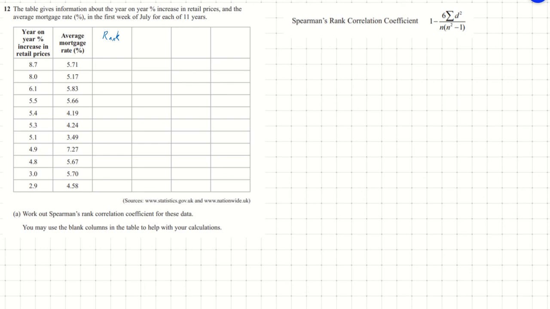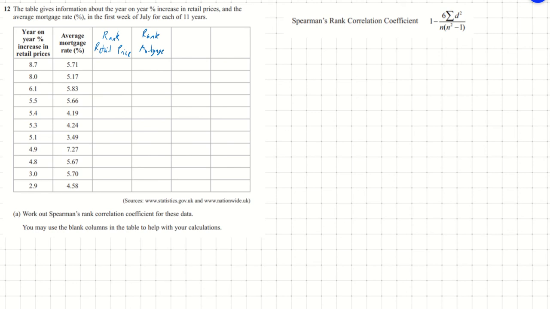So we'll have the rank of retail price, and we'll have the rank of mortgage. So we have to rank the first two columns from high to low. So the highest number we're going to give the rank 1, the lowest number we're going to give the rank, in this case 11, because there's 11 pieces of data.